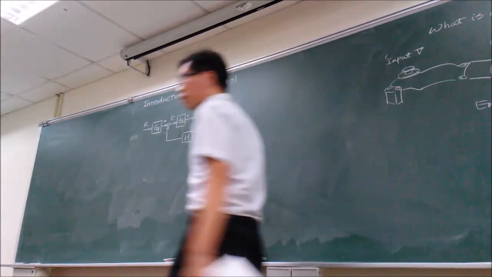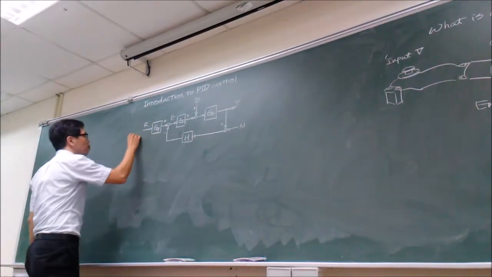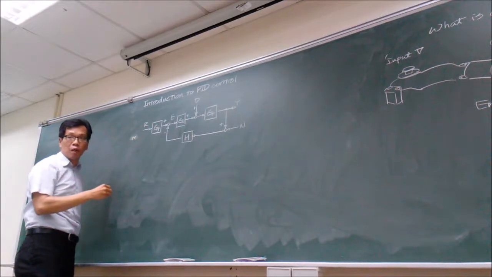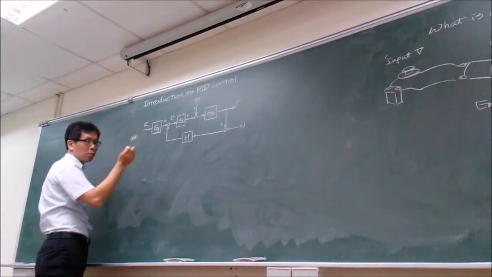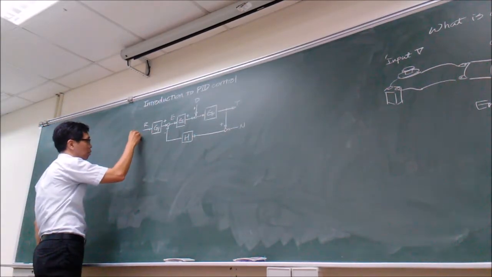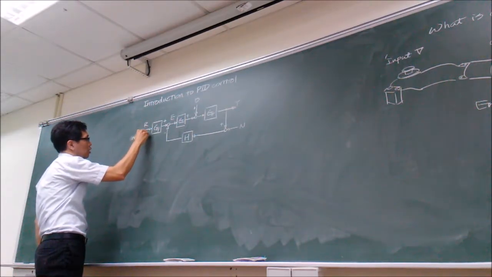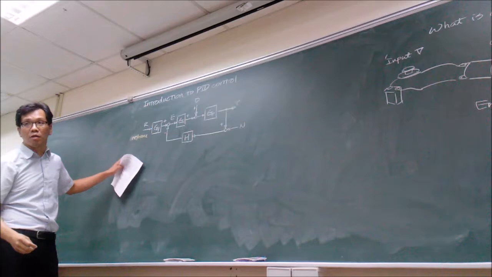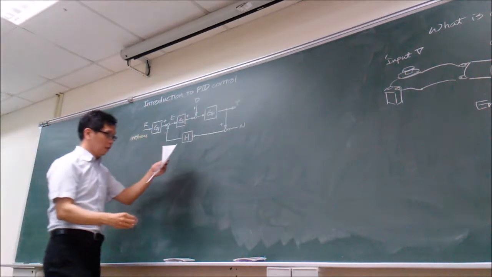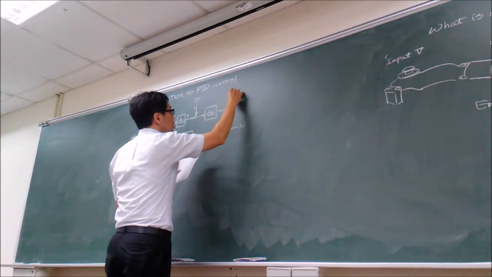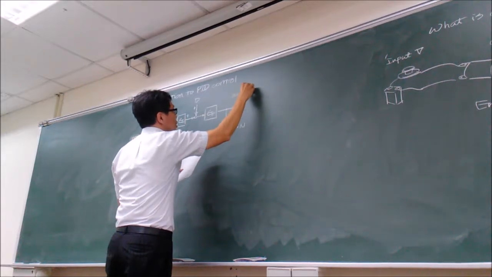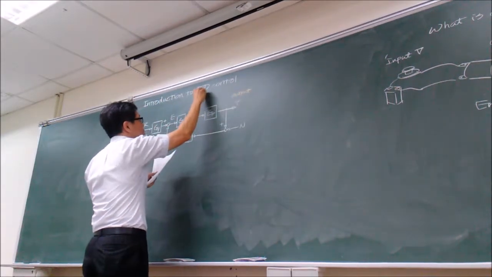Let me explain this one more clearly, because we're going to deal with control systems from now on. It's no more mathematical only. So this is reference, which means this is my desired signal, and this is my output. This is disturbance.